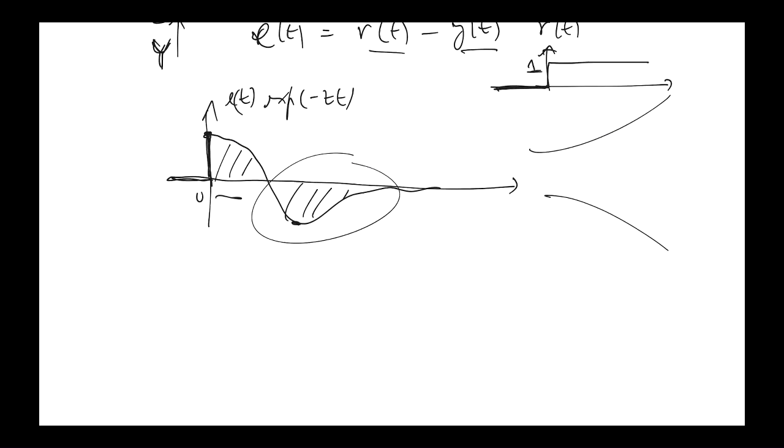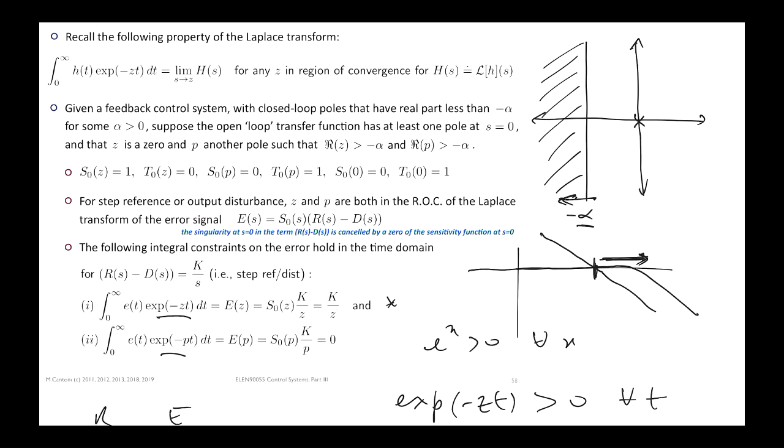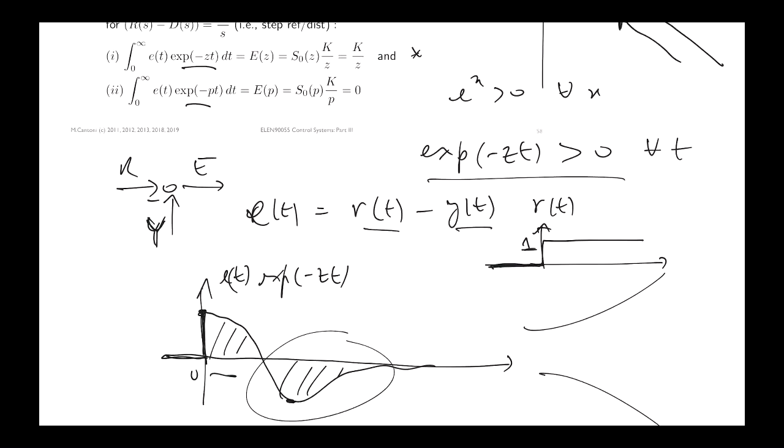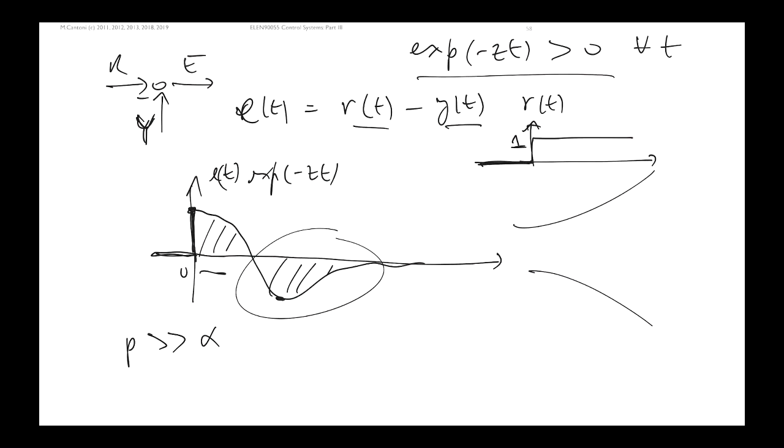Now, let's consider the case where P is much, much larger than alpha. So that's going to put P in the right half plane, and further away from the imaginary axis than alpha. The amount of time that it takes the error signal to decay is determined by alpha.